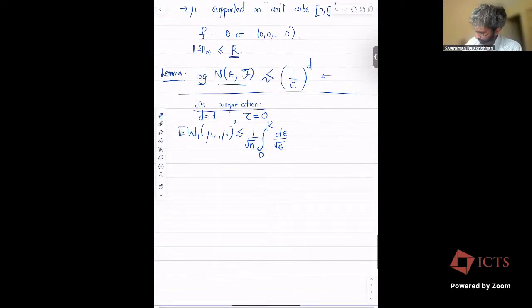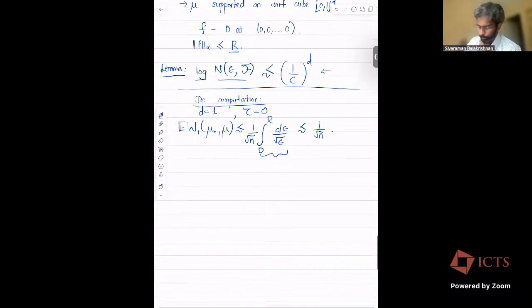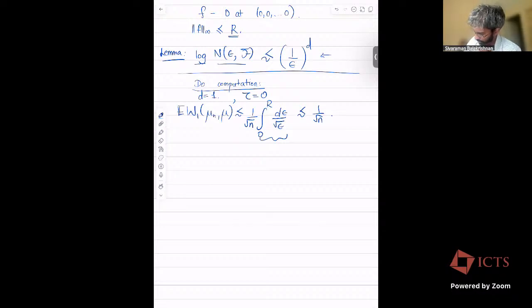Okay, so this integral is some constant, so it will look like 1 by root n, which is what we wanted. So this is the d equals 1 case. For the d equals 2 case, you have to take a different value for this truncation, so we'll pick tau to be n to the minus 1 over d. Then we would look at this quantity, which will be less than n to the minus 1 over d.